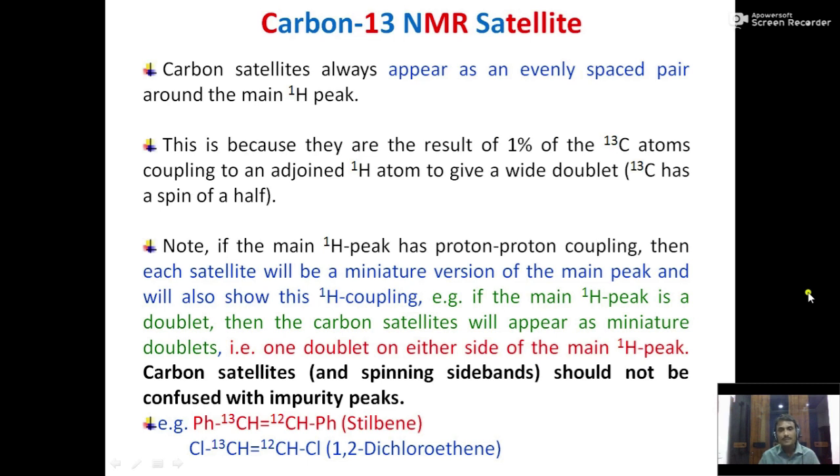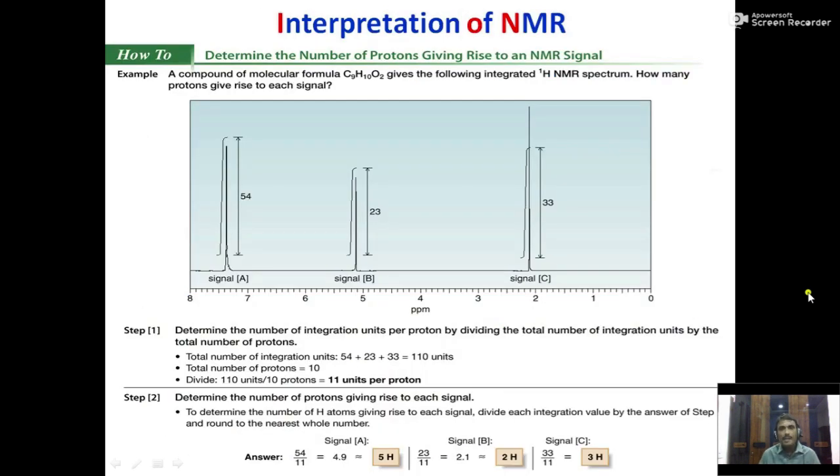Carbon satellites and spinning sidebands: we have seen that the NMR tube is spinning. Spinning sidebands are because of that spinning of the NMR tube. These carbon satellite peaks and spinning sidebands should not be confused with impurity peaks. You might think that these are impurity peaks. No, they may be carbon-13 NMR satellite peaks, or they may be spinning sideband peaks. In the example I have shown here, you can see that the molecule is highly symmetric: 1,2-dichloroethane. If adjoining H1 and C13 atoms are there, then there is a possibility of NMR satellite peaks.